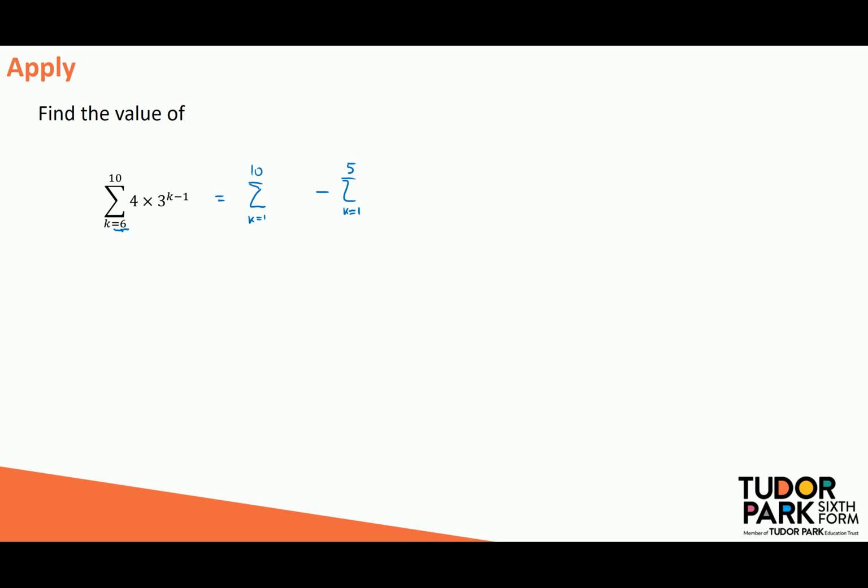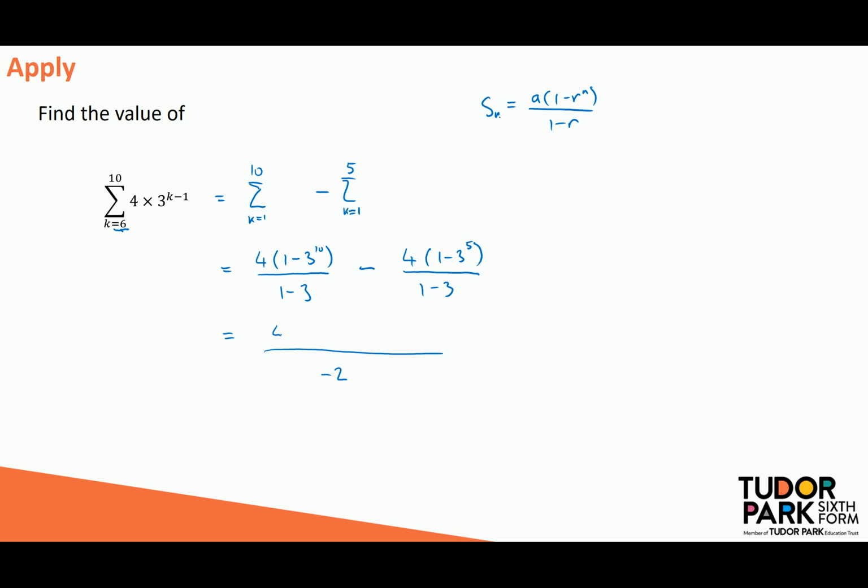Now again, this is a geometric progression, and I know that the sum of a geometric series is going to be a lots of 1 minus r to the n all over 1 minus r. So this becomes the sum to 10, so that's going to be 4 lots of 1 minus 3 to the power of 10 all over 1 minus r, which is 1 minus 3, minus 4 lots of 1 minus 3 to the power of 5 all over 1 minus 3. I can then write this all over minus 2.